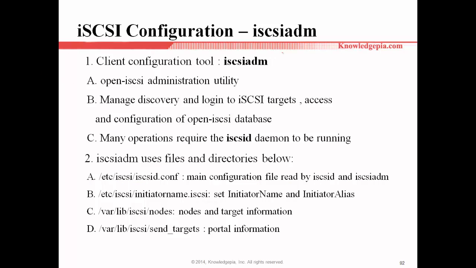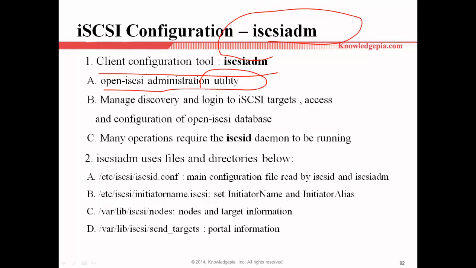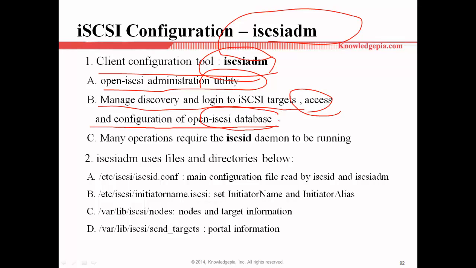For iSCSI configuration, here I will use the command iscsiadm. This is the client configuration tool, the Open-iSCSI administration utility. To administer the iSCSI client, normally we use this command. The iscsiadm manages the discovery and login to iSCSI targets, and access and configuration of the Open-iSCSI database. Many operations require the iSCSI daemon to be running. So before we use this command, please make sure your iSCSI daemon is running or not.